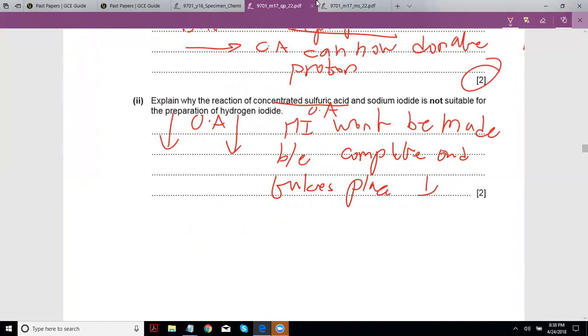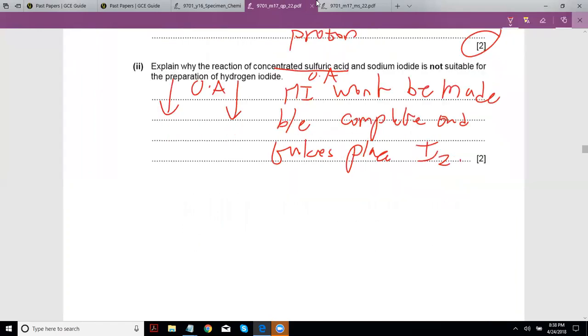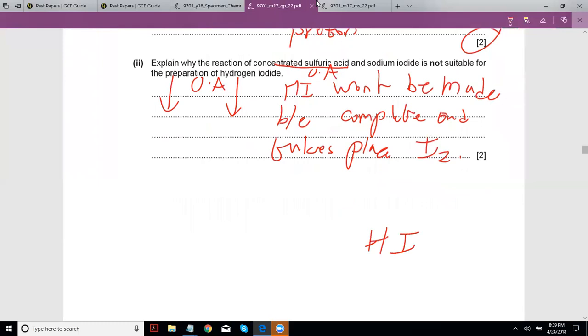Oxidation takes place, turning it into I2, because in HI the iodine still has an oxidation state of -1, so it still has the potential to be oxidized all the way to 0. Because there's such a difference between their oxidizing powers, H2SO4 will just oxidize it completely to I2. So you really can't extract it.